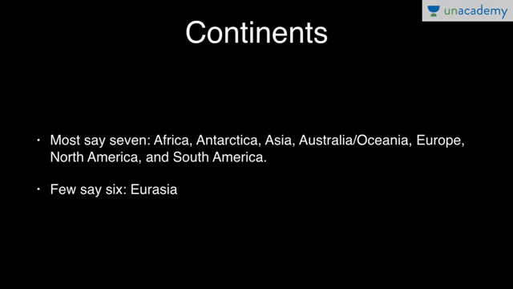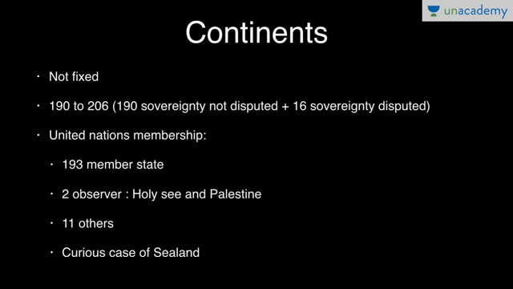So now moving forward, most of the scholars say that the continents are 7, including Africa, Antarctica, Asia, Australia or Oceania. So this is the difference. But Australia is a small part of Oceania. Now Europe, North America and South America. Few say it is 6 when they include Eurasia. Few say they are 5 when they club Americas. So is that understood? So now moving forward, the number of continents is not fixed.